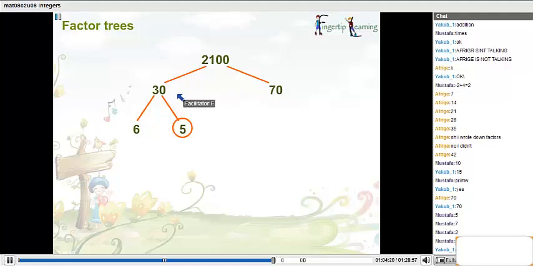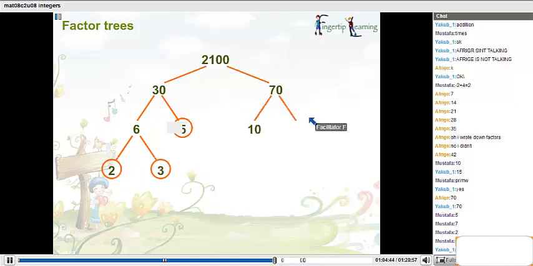Again, I'm going to use the same method. I know that 30 multiplied by 70 is equal to 2100. And now I'm going to break these numbers. 6 times 5 is 30 and 5 is a prime number. Now this 6 I'm going to break. I know that 2 times 3 is equal to 6, and both these numbers are prime. So after talking about 30, now I move to 70. 70 I can take as 7 multiplied by 10, and 7 is a prime number, so I can circle it like this. Now I move to 10. 10 I can take as 2 times 5, and both these numbers are prime numbers.